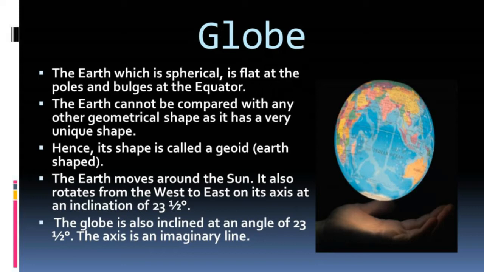The Earth, which is spherical, is flat at the poles and bulges at the equator. The Earth cannot be compared with any other geometrical shape as it has a very unique shape. Hence, its shape is called a geoid shape.